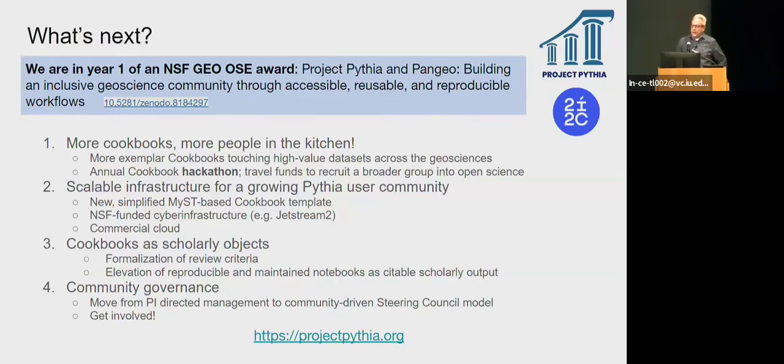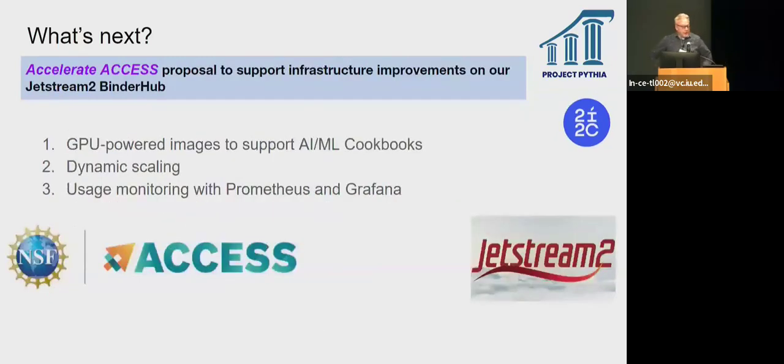So one of the things we're working on is developing a more formal review criteria, because this is an open project. Anyone can contribute to it. The link is there. And so coming up, we've been using a Discover Access allocation in order to power our Jetstream2 BinderHub. So coming up, we're going to ramp things up a little bit with an Accelerate Access proposal. And just heard about some dynamic scaling using Cluster API.